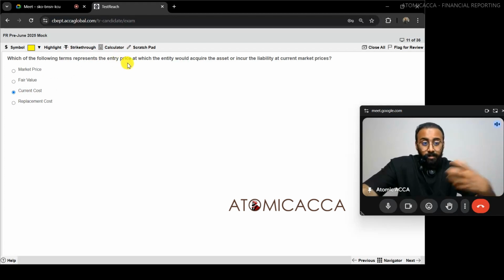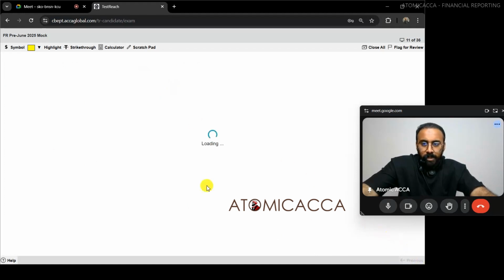Entry price means the price to buy something in today's market. You have an asset with you, and if you want to buy that same item in the market like a brand new item in the current market price, how much you will have to pay for it. This is called entry price, and that is basically the explanation of what current cost means. So that is very straightforward, nothing much to explain over there. If you know the definition, you will understand what this means.